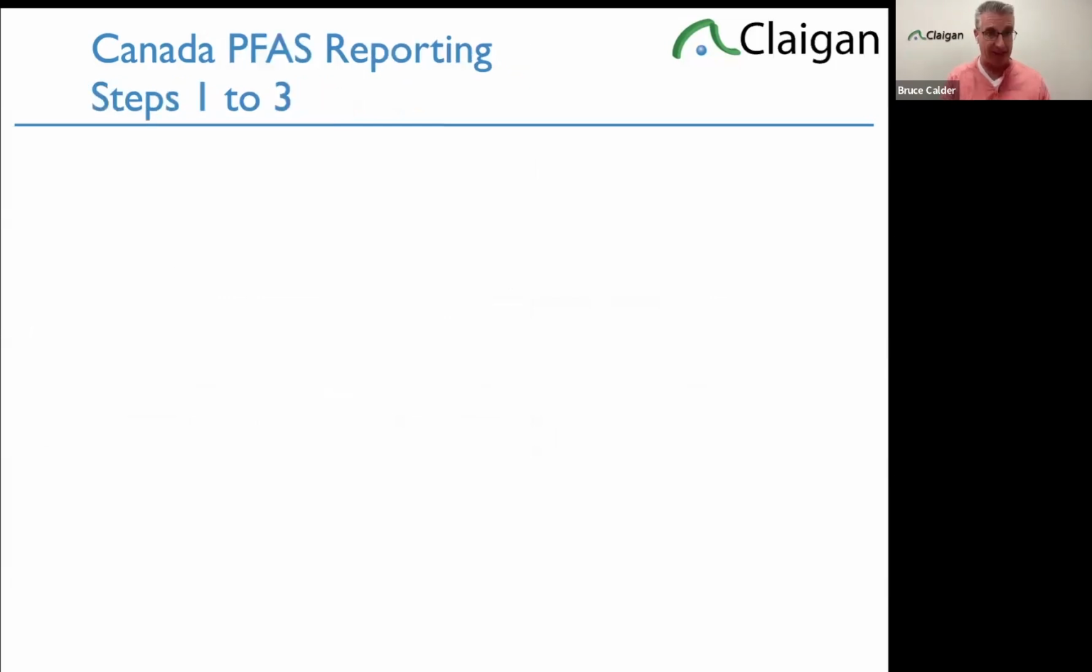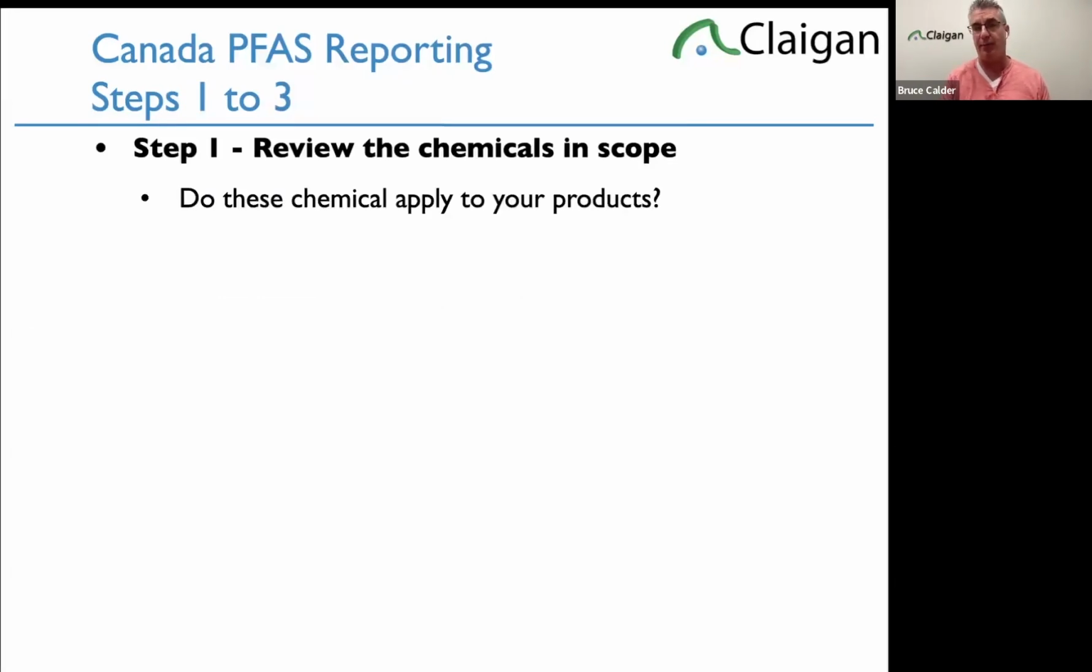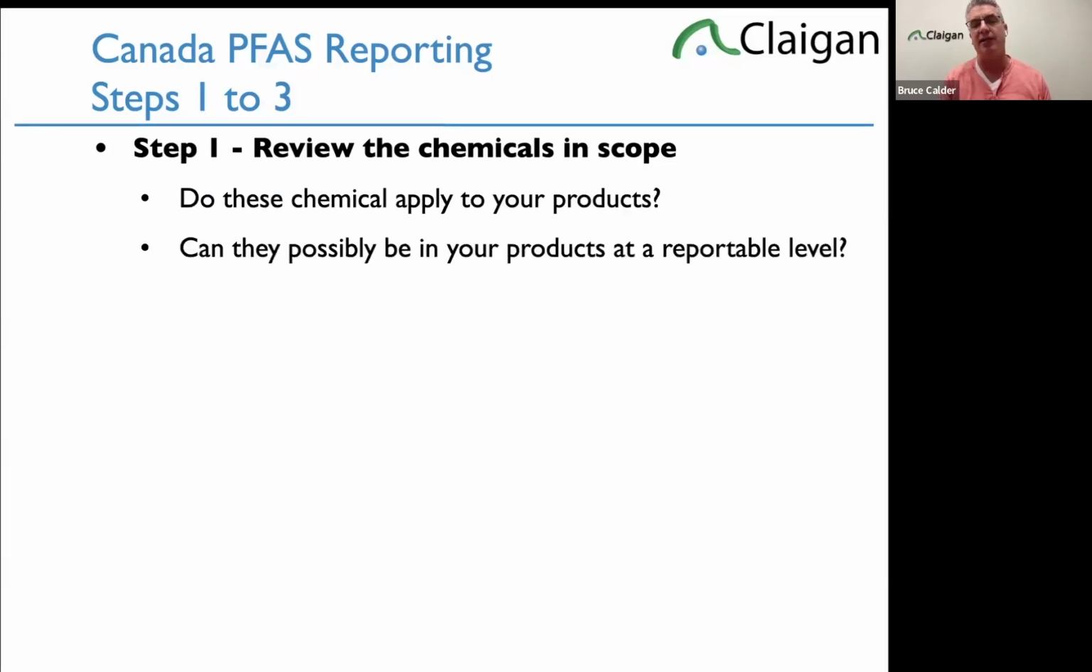Now, reminder again, that was plastics registry, because we're at the end of time. PFAS, step one, we review the chemicals in scope for you. Do these chemicals apply to your product? Here's the questionnaire. We've already distilled where things are used. Can they possibly be in your product's reportable level? So we ask you some volume questions. If you make electronics, your volumes do affect which PFAS we're actually worried about.